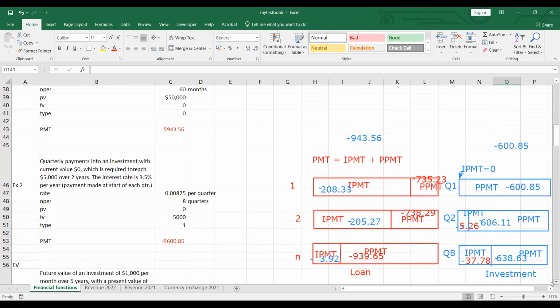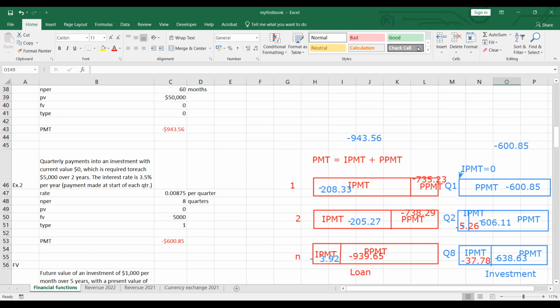And let's see the second example, this is the investment. The payment that you have to pay is $600.85, which comes into the proportion of the interest payment and the principal payment differently in each quarter as well. Okay, so these are the financial functions in set 1 and set 2, and you can see the interrelatedness among these functions when we apply the same examples to them.